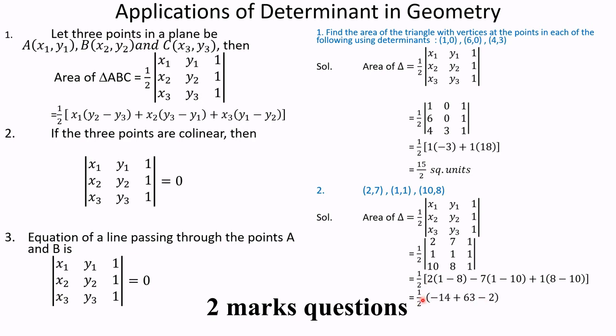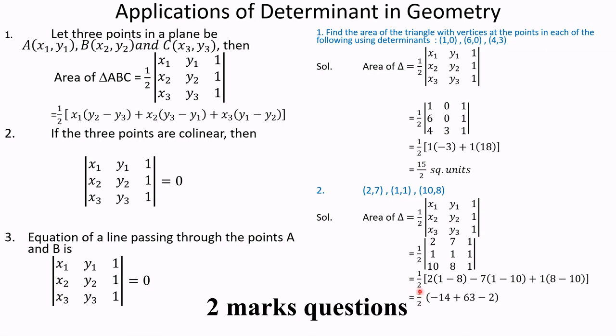Therefore, it becomes half into 2 into minus 7. 2 into minus 7 is minus 14, minus of 7 into minus 9. That is 1 minus 10 is minus 9. Minus into minus is plus. 9 into 7 is 63. Then minus 8 minus 10 is minus 2. So this minus 2 is written.